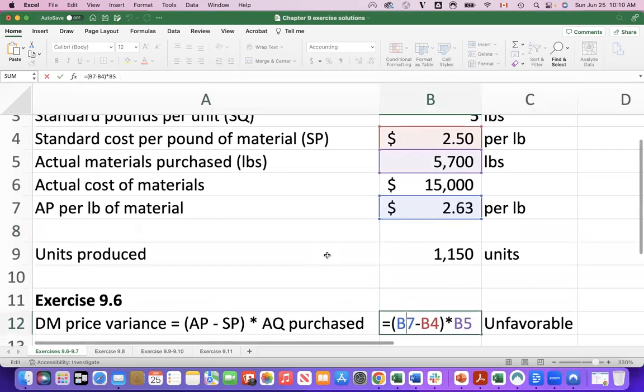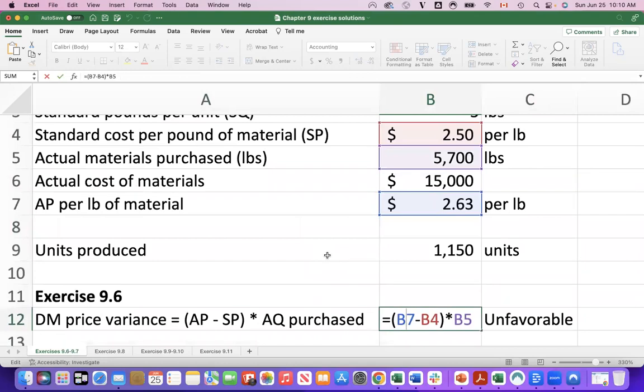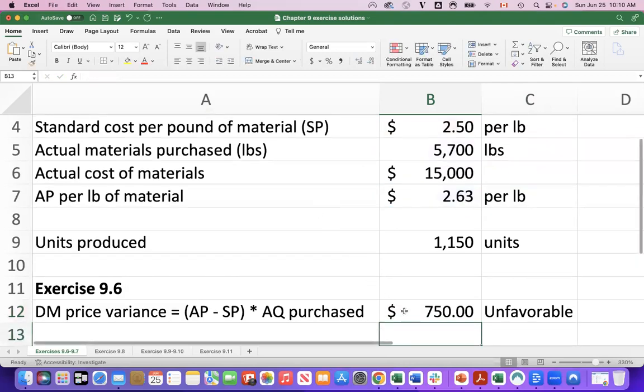If you look at the formula, we know we're going to have an unfavorable variance here because what we actually paid per pound was $2.63. We expected to pay $2.50 per pound of material. So we paid 13 cents more, and we're going to end up with an unfavorable variance. We paid 13 cents more for every pound that we actually purchased. So we take that 13 cents and multiply by the amount of pounds actually purchased, the 5,700 pounds. We get a material price variance of $750.